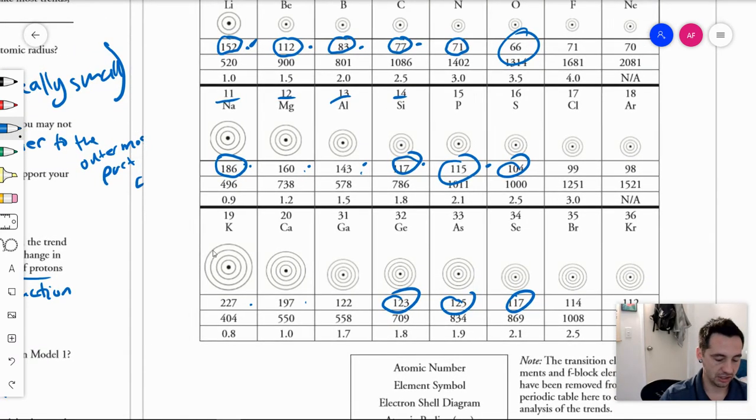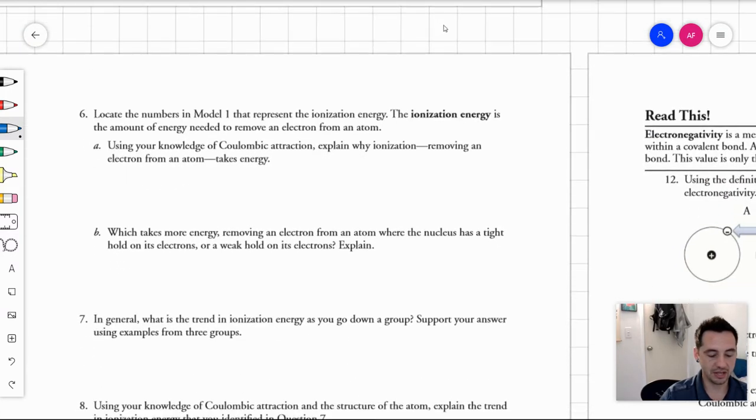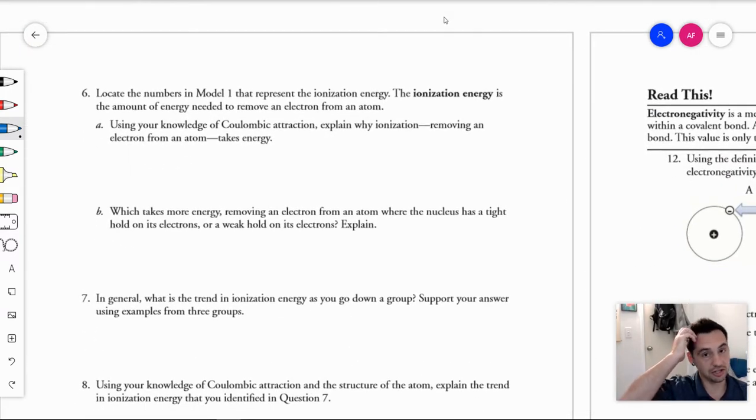Next page. Let's talk about ionization energy. Everything we just talked about is actually going to be the same for ionization energy and electronegativity. It's all based on Coulombic attraction. It's all based on either the distance or the number of protons. So, ionization energy: using your knowledge of Coulombic attraction, explain why ionization energy, removing an electron, takes energy.